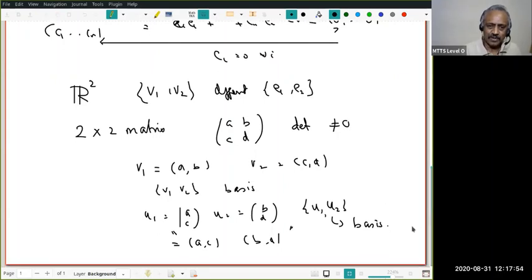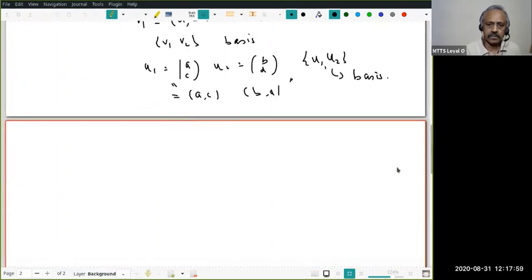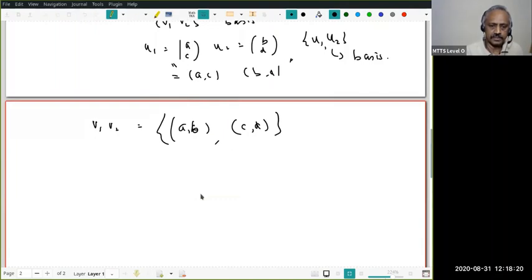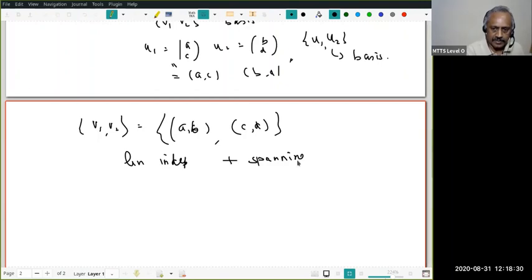You understand? Now, next thing, I have to say why they are linearly independent. So I have to show, let us look at only V1, V2. So V1 consists of (A, B) and (C, D). Okay. Why is this a basis? Notice that these two vectors, I want to claim these are linearly independent and spanning. If you know the dimension, that's already good enough.